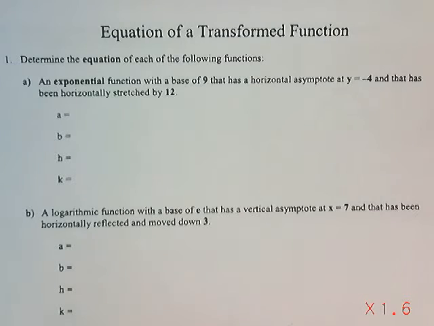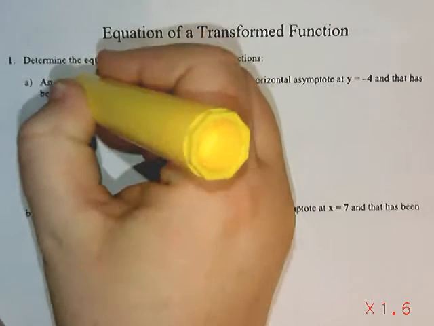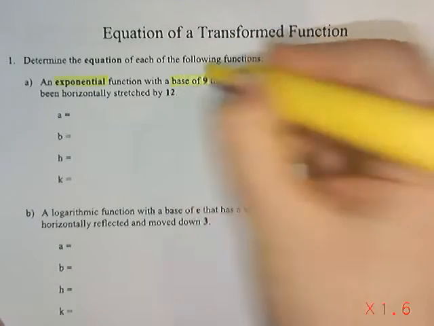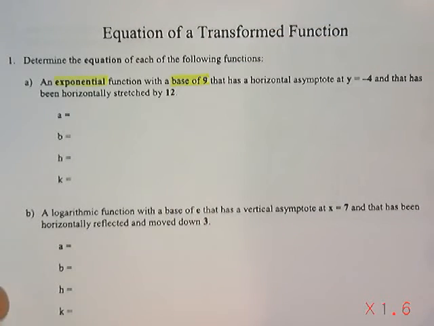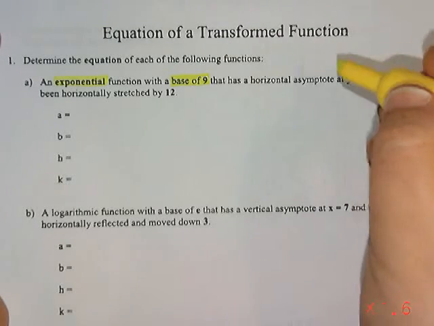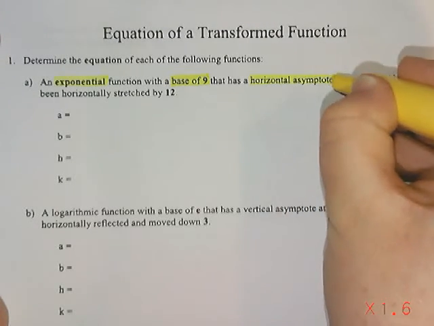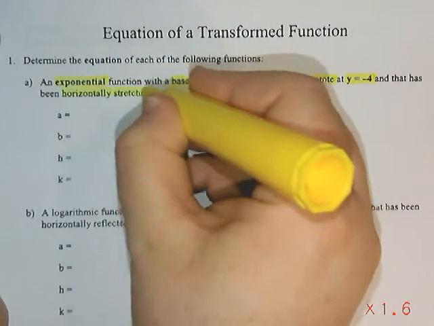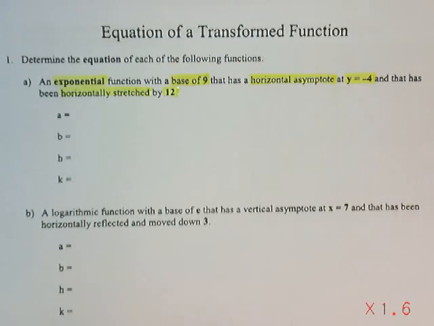So when I read through this, things that seem important to me are the fact that it's exponential and that the base of that exponential is 9. That means it's going to be 9 to the power of something. It has a horizontal asymptote at y equals -4, and it's been horizontally stretched by 12.